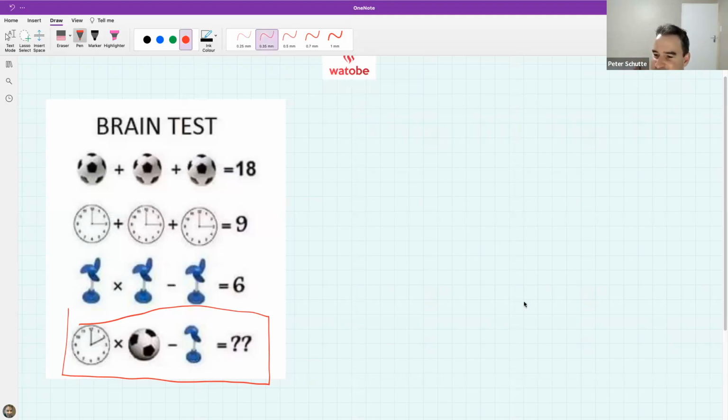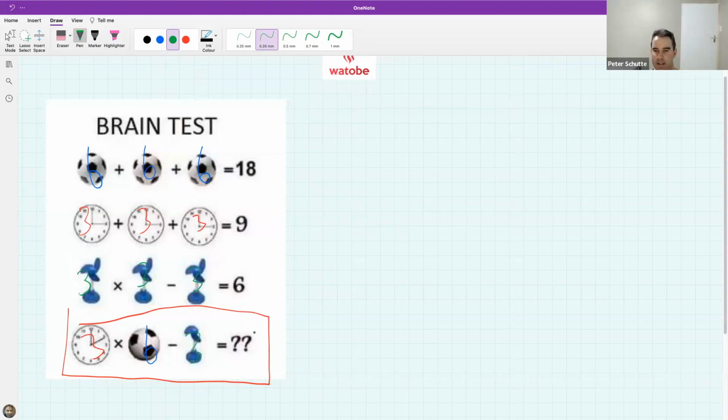All right, let's have a look. So it seems like people are very confident that the soccer ball is 6, which I see why. And then I see that the clock is 3. Now, what are these fans going to be? How can we get 6 by going times and minus? It's not 1, it's not 2. Oh, it's going to be 3. Okay, nearly. Yes.